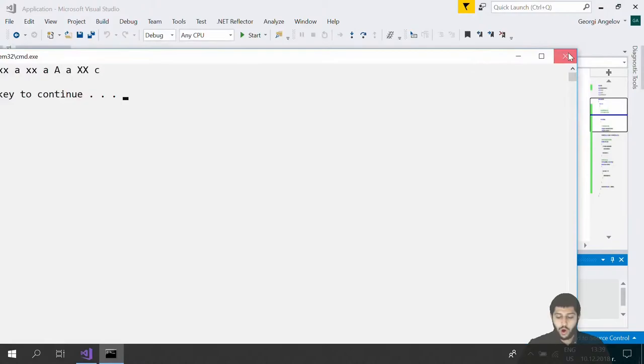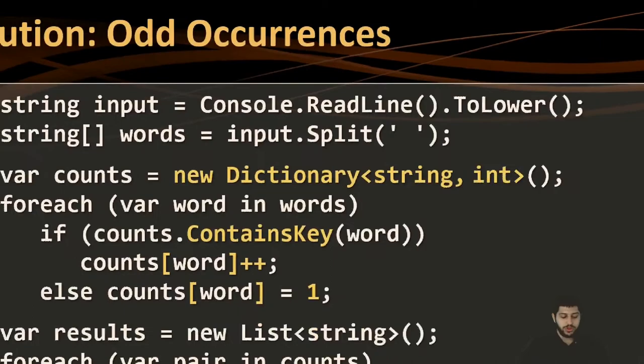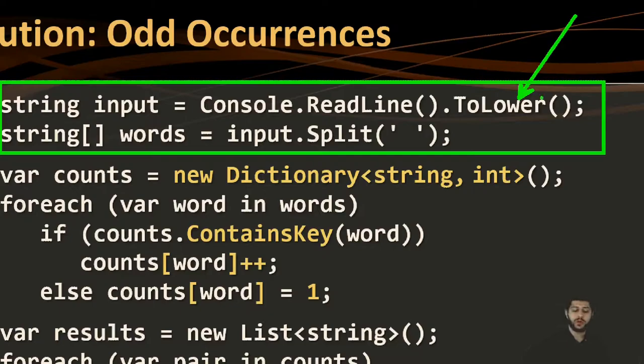Okay, so how did we solve this problem? First of all, we took the input and we made it all lowercase. Why? Well, because we need case insensitive words. We don't really care about the casing, whether it's uppercase or lowercase. This is why we made them all lowercase. And one more thing, we made it lowercase just because the output needs to be all lowercase. If the output was all uppercase, we could just say to upper.